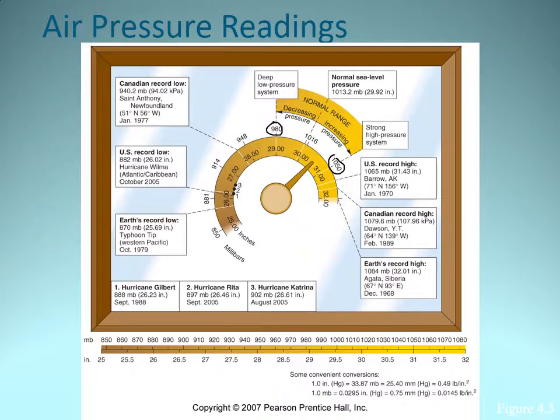Around the world, though, hurricanes are known to have the lowest air pressure readings. The record low pressure is 870. That's at the surface of the Earth. That's quite low. The highest air pressure reading on the surface was 1084, and that was in Siberia due to extremely cold weather. In this case, the cold weather actually created an area with such high density that it also created a very strong high pressure.